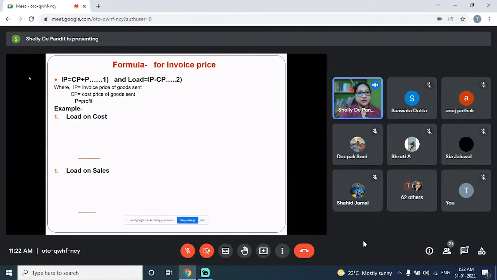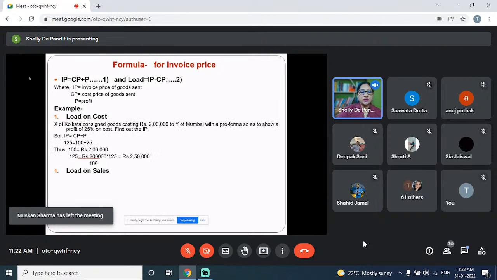Just concentrate on that. We also understood that you can add load on two things: one is on cost, one is on sales. Let us concentrate on the cost. I'm giving you one concrete example. Go through the example. X of Kolkata consigned goods costing rupees 2 lakh to Y of Mumbai with a pro forma invoice price so as to show a profit of 25% on cost. Find the IP.